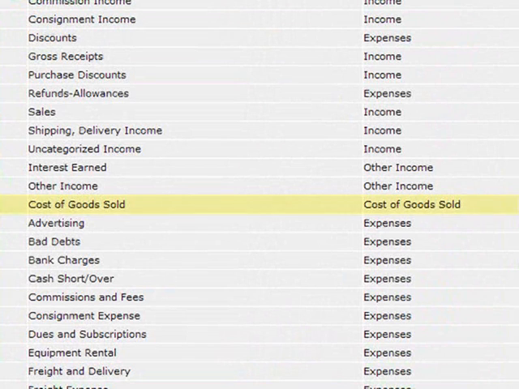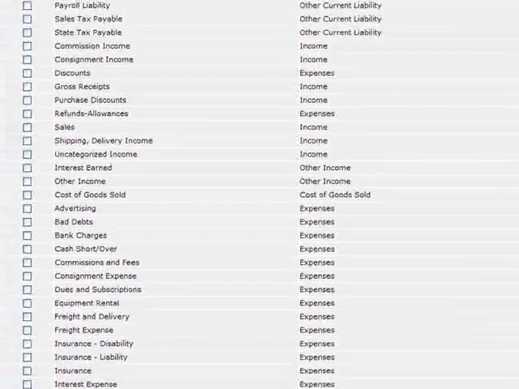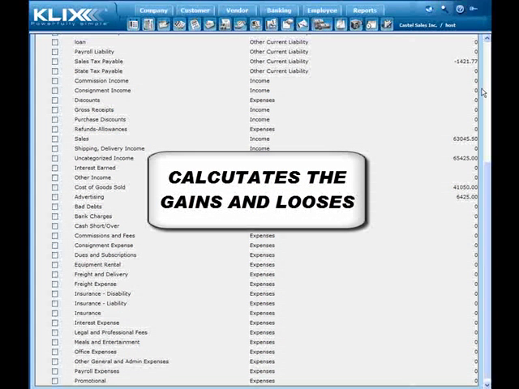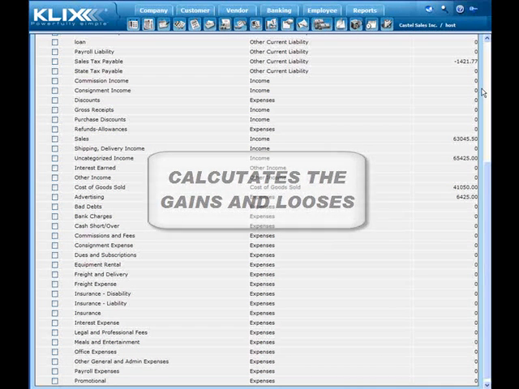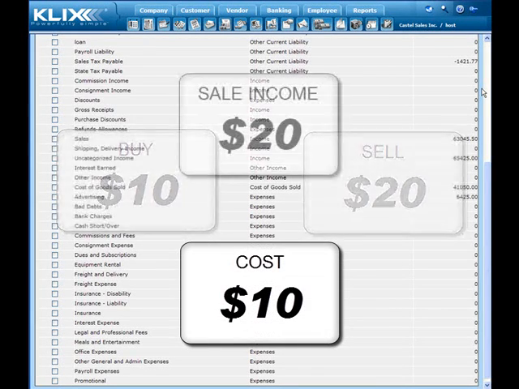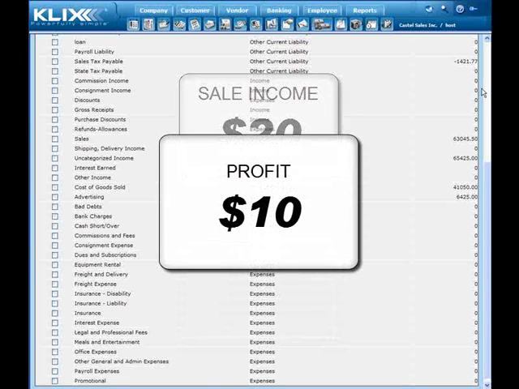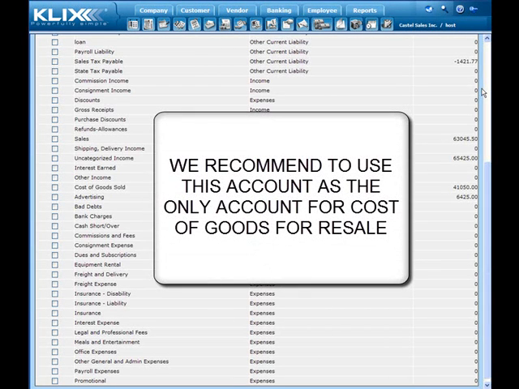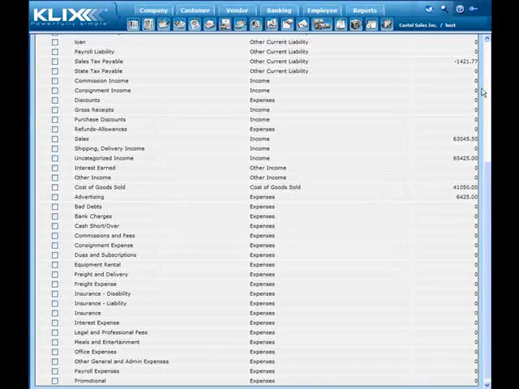Generally, in business accounting, there's only one account for the goods we sell. In other words, only one account to track the cost of the items we sell. This will allow the system, when we make a sale, to calculate the gains or losses on every transaction. For example, if we buy a product at 10 and we sell it at 20, then the system will indicate the cost of the product as being 10 and the income from the sale 20, with a utility of 10. This way, the system will know exactly how much you gain or lose with each transaction. It's recommended that this be the only account for your cost of goods for resale.